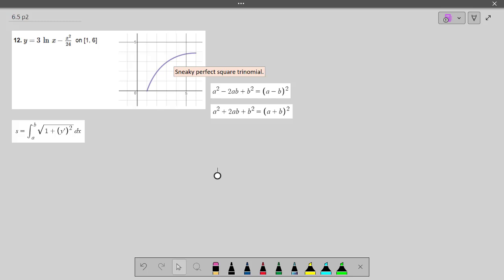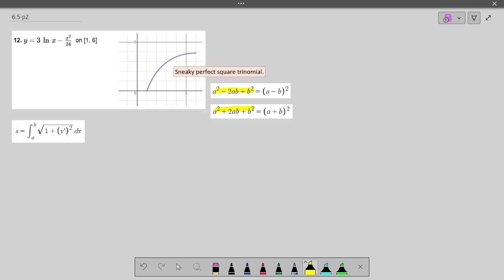Back to algebra 2. Back to high school algebra. These are your two perfect square trinomials, all right? Those are both perfect square trinomials. That's how they factor into x minus b squared and x plus b squared.